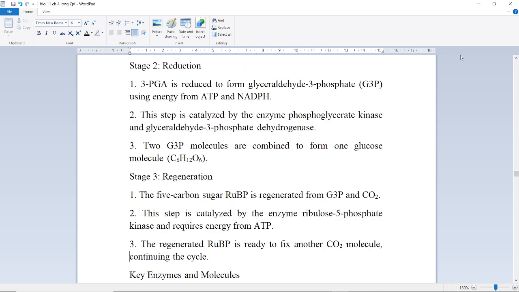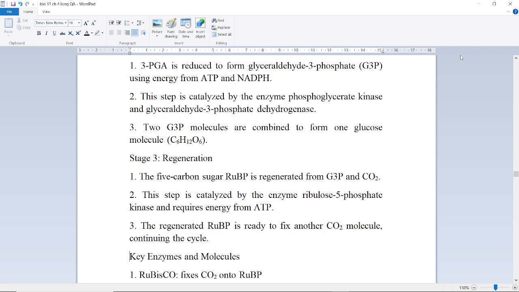Stage 2, reduction. 3-PGA is reduced to form G3P using energy from ATP and NADPH. This step is catalyzed by the enzymes phosphoglycerate kinase and glyceraldehyde 3-phosphate dehydrogenase. Two G3P molecules are combined to form one glucose molecule, C6H12O6.